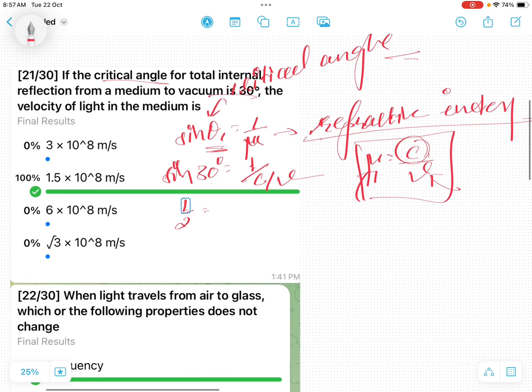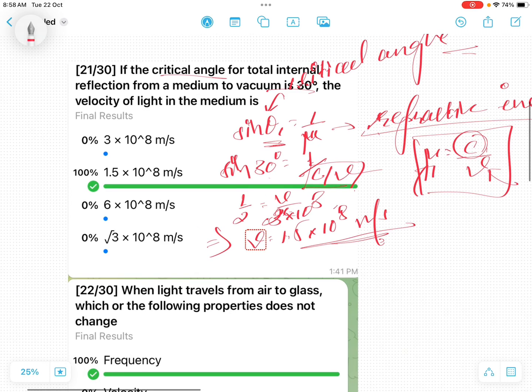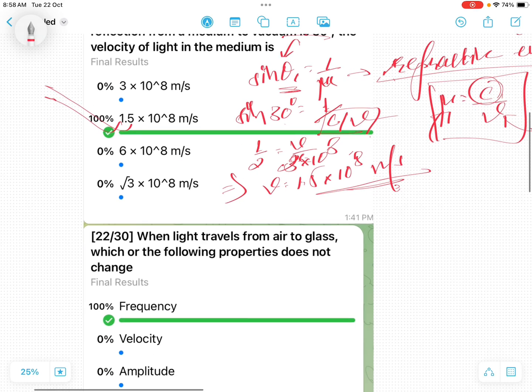Just let it be. And c by v becomes v by c, reciprocal. And c is the speed of light, which is 3 into 10 to the power 8. Solving, we get v equals 1.5 into 10 to the power 8 meters per second. This is the answer.